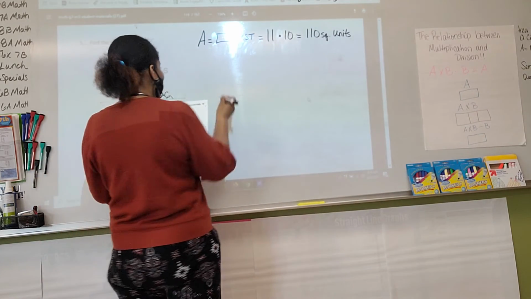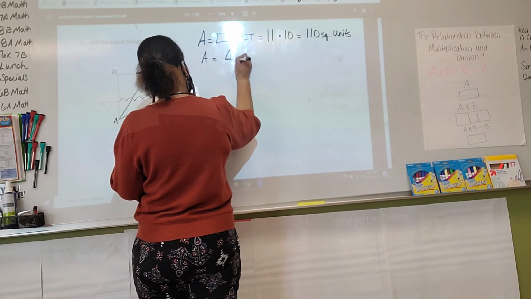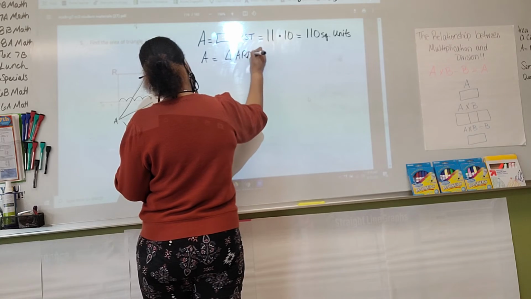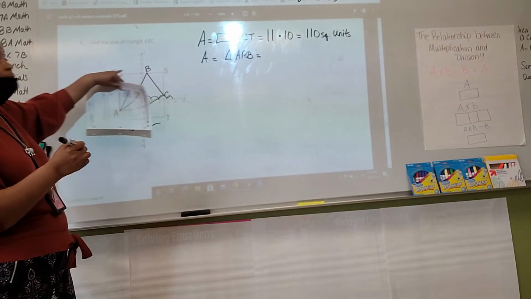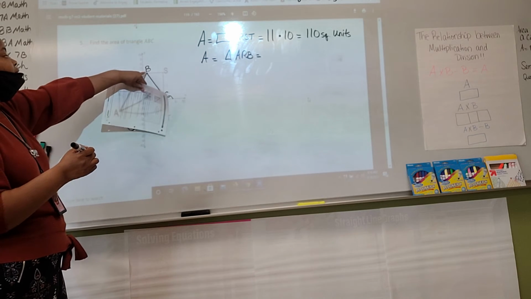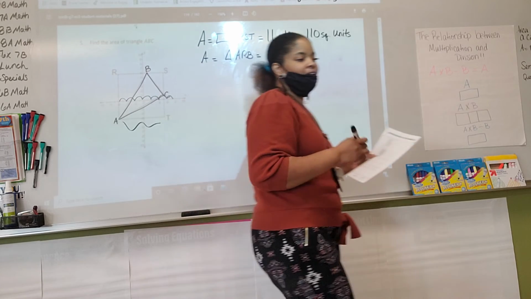The next, I need to find the area of triangle A, R, and B. All right. So A, R, and B. This triangle right here. What is the base? From here to here, R and B. What is the base? 3. Count.